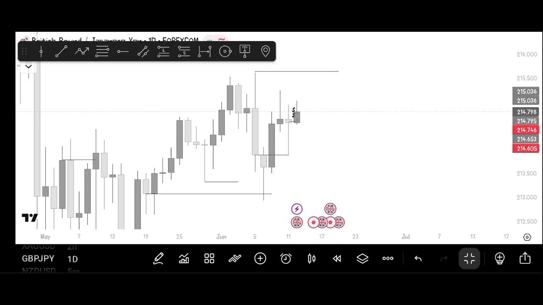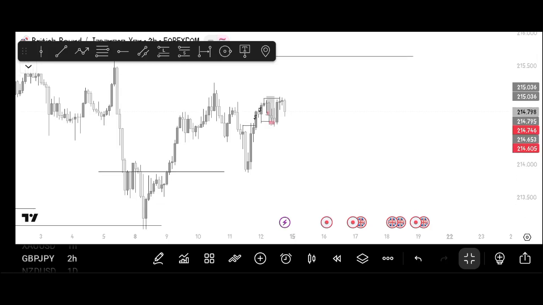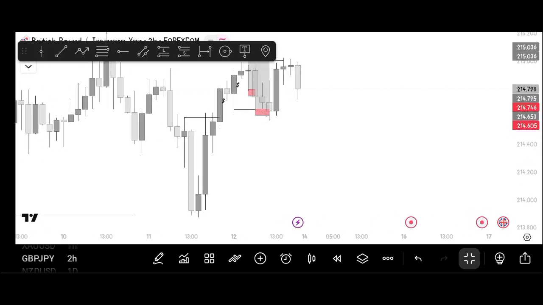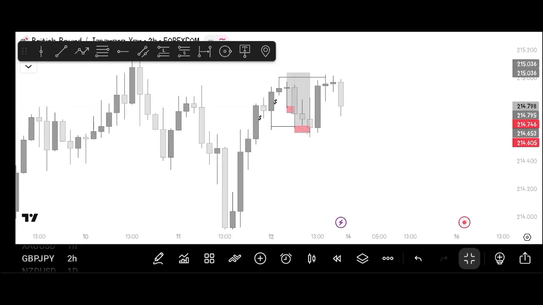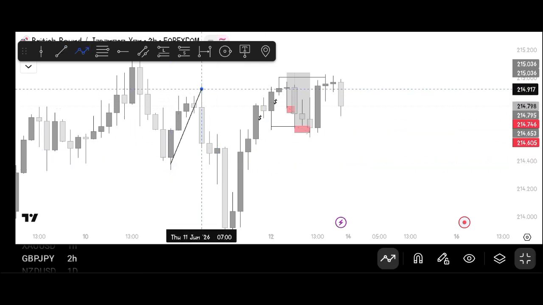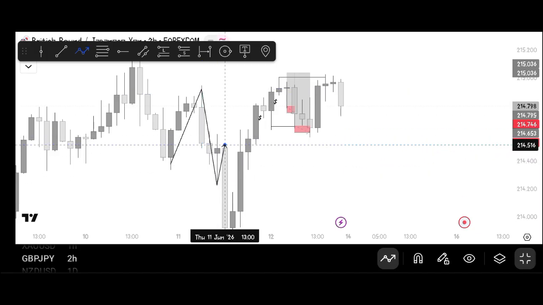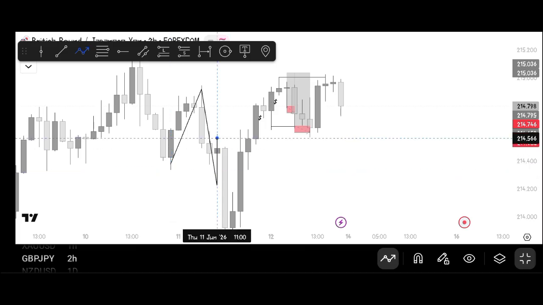So I went to the 2 hour time frame. On the 2 hour time frame, I already saw the breakout. This was where I saw the breakout. As you can see, after this, let me give you a structure explanation. Price gave a higher high, a higher low, a lower high, a lower low. Price rejected from this after breaking, before coming to the downside.